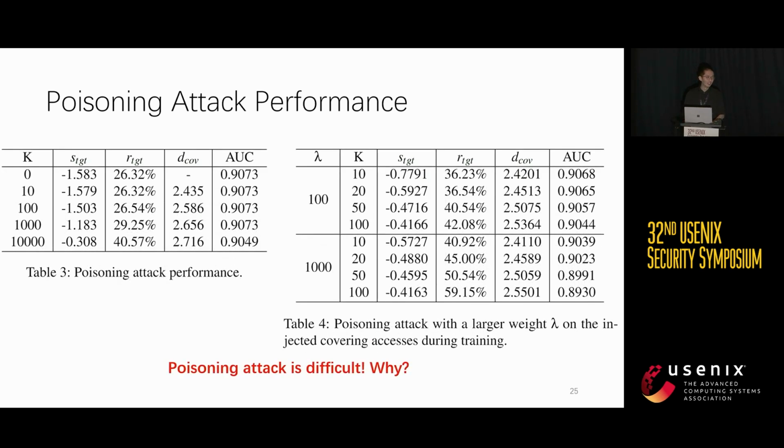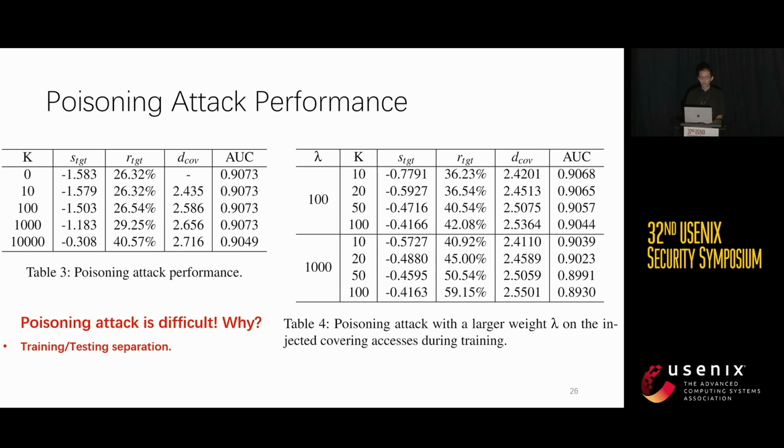But why is that? We think this is an interesting open question to investigate. Here we identify two main reasons. The first reason is that the training and testing stages of the model are separated. As we said before, the covering edges will only appear during the training phase, but not the testing phase. And the second reason is that it is difficult to change what the model will learn with only a small number of samples. So after training, the model will remain similar and can still detect our target access because in evaluation, there are no covering accesses.